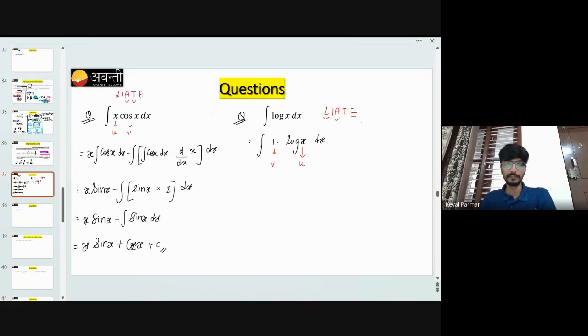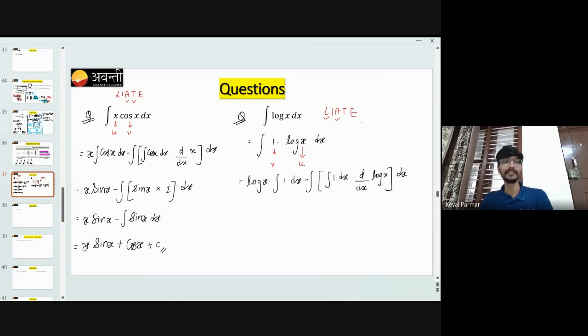So repeat after me. What is the formula, please? u means log x into integration of v dx minus integration of v into derivative of u, the whole dx. I hope it is clear. Now please see, from the next question I will skip this step. We'll directly skip this step and that will make us faster. So this is the last time I'm doing this step.